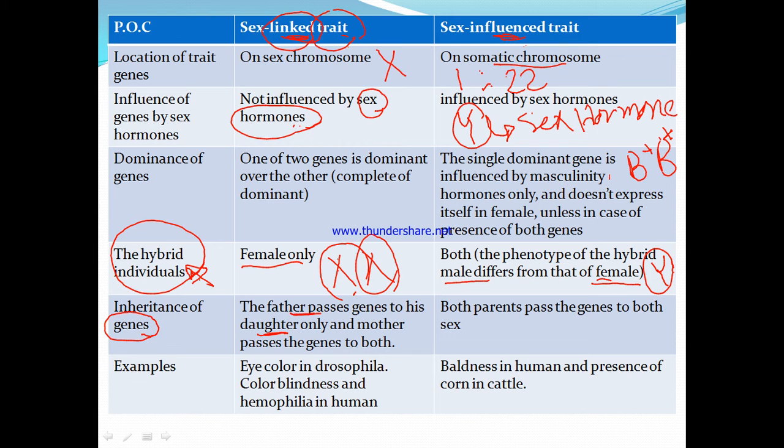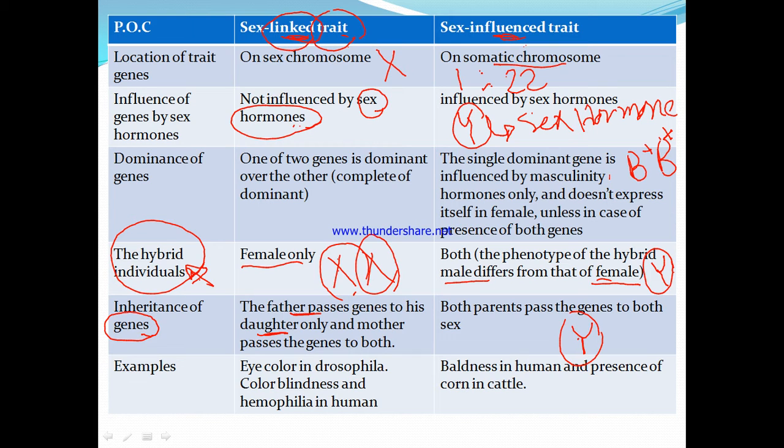But in the case of sex-influenced trait, both parents pass the gene to both sexes, but it is affected by Y. Affected by Y. I will repeat it too much.